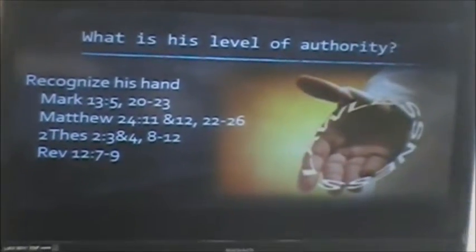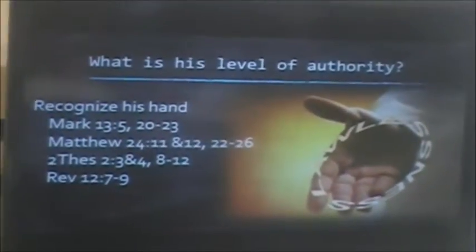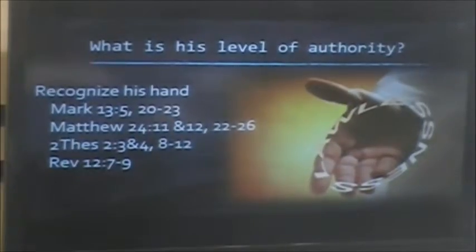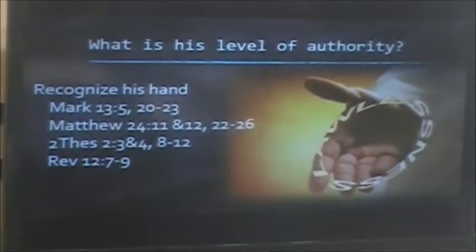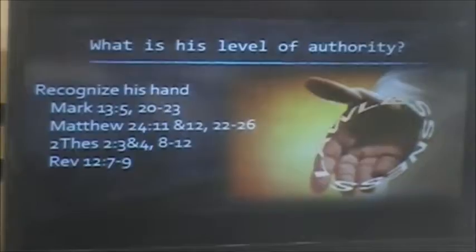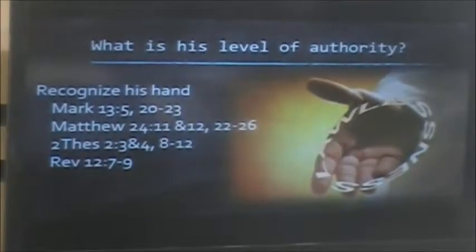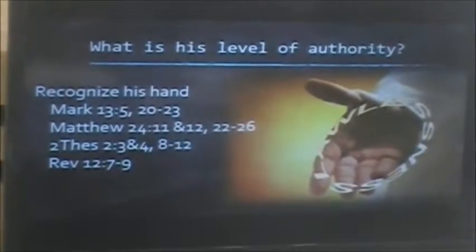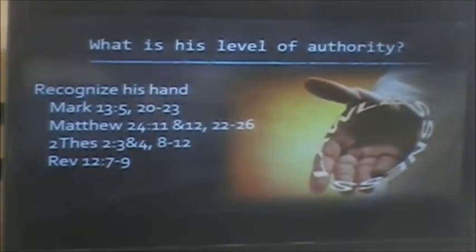Mark chapter 13. I always say the same thing: take notes, go back, read everything. It'll be on YouTube. Read it all. But I'm gonna skip just a little bit because I've got a lot of verses, a lot of reading here, okay? And so I'm gonna skip just a little bit to get to the points that I want you to see. Okay, so recognizing the enemy's hand. Let's go to Mark chapter 13.